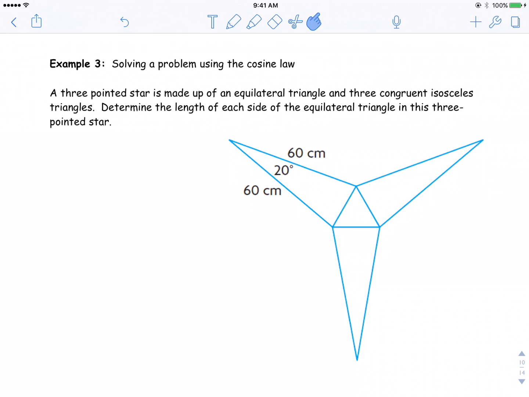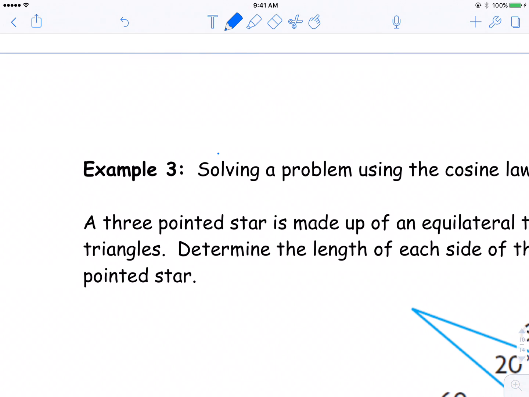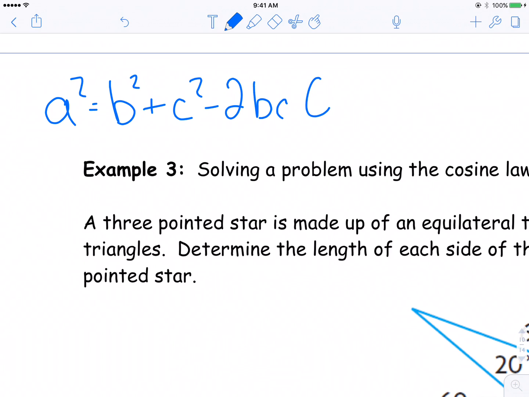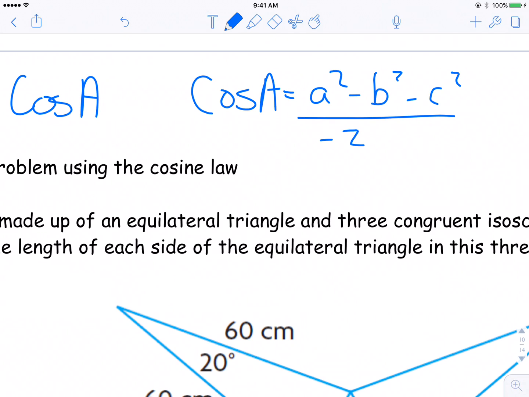Section 3.3, example number 3. Again, remember we're using cosine law. We have two forms of the formula. a squared is equal to b squared plus c squared minus 2bc cosine a. That's if we're finding a side measurement. Or we have cosine a is equal to a squared plus b squared minus c squared over negative 2bc. That's if we're finding an angle.